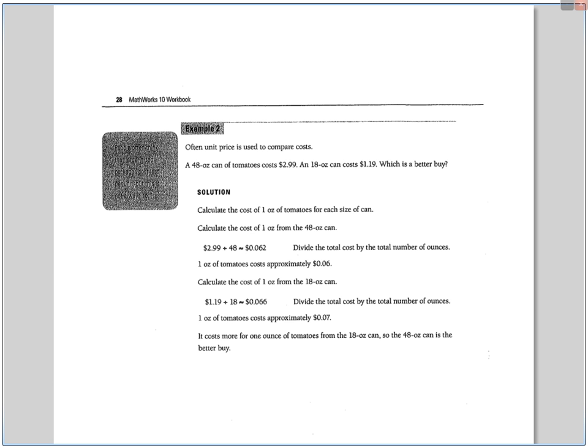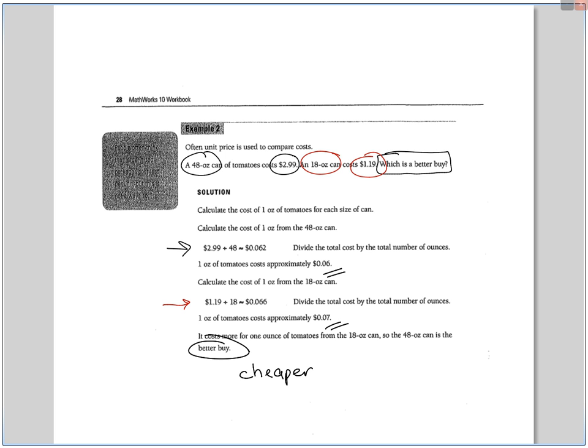The next question has to do with which is the better buy. So all you have to do is the two calculations. So put the 2.99 on top of the 48. Put the $1.19 on top of the 18, and then compare. So there's the second one. There's the first one. Look at the prices, and then which one's the better buy? Well, in terms of money, you're looking for cheaper, whatever's cheaper.